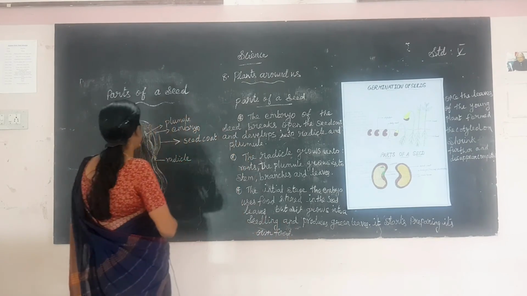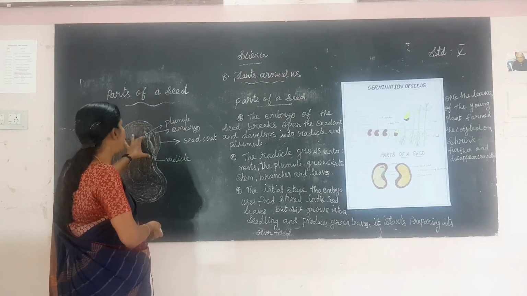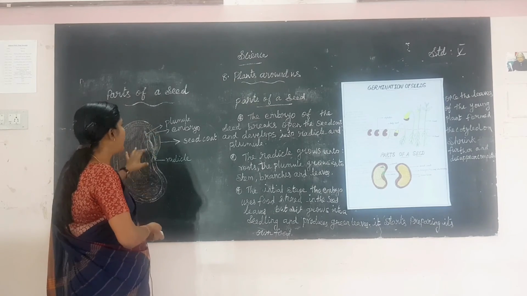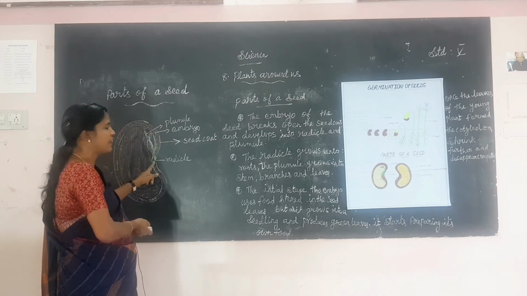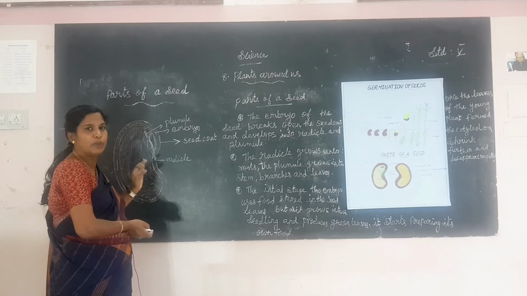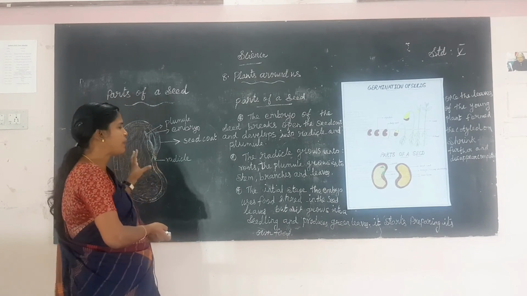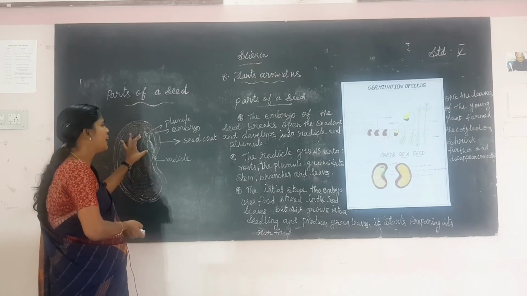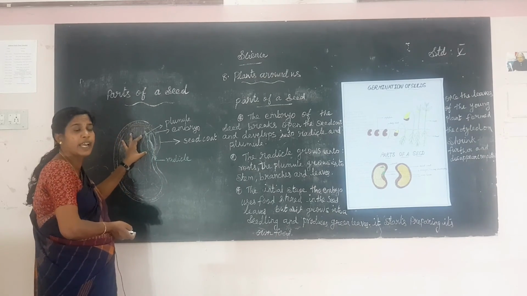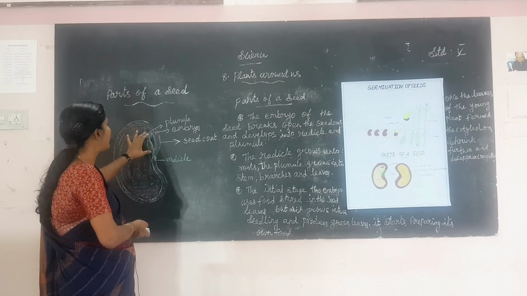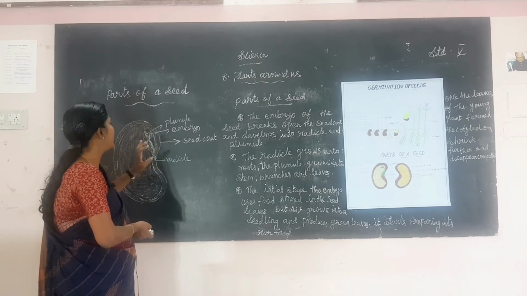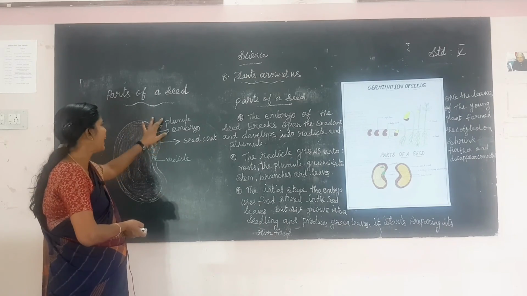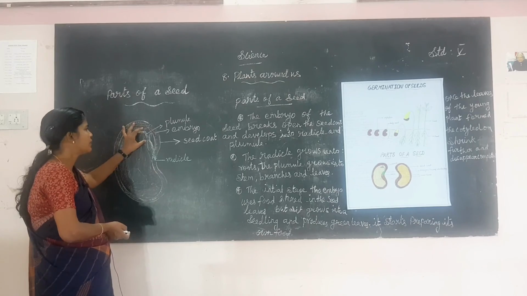Okay, children, the embryo of the seed breaks open the seed coat. It develops into the radicle and plumule. The radicle grows into the roots and the plumule grows into the stem, branches and leaves. This side has the plumule. Okay, yeah.